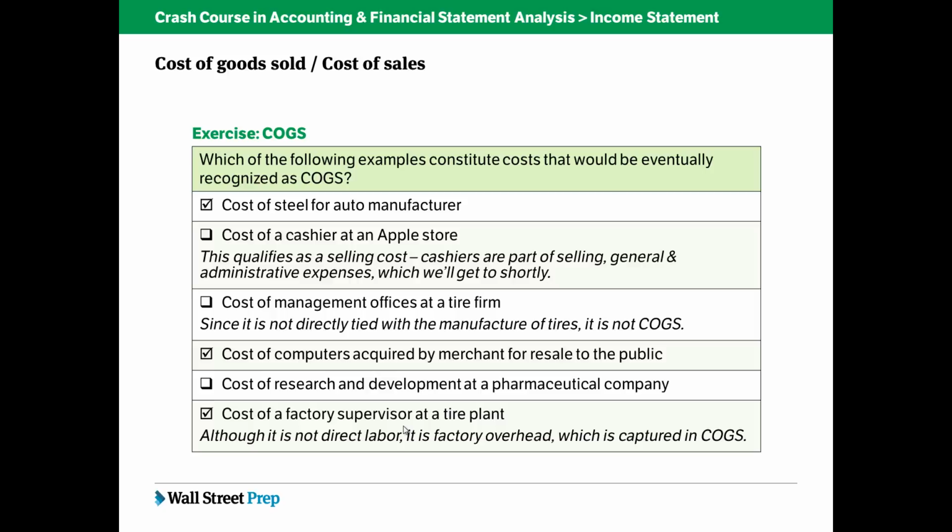And lastly, the cost of a factory supervisor at a tire plant, unlike the cost of management for a tire plant, the cost of a factory supervisor at a tire plant is a cost of goods sold because even though it's not direct labor, it's considered factory overhead or indirect labor, and that's captured in cost of goods sold as we've talked about.